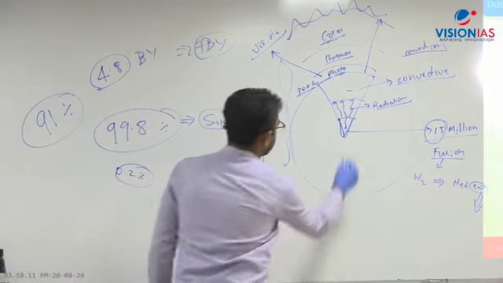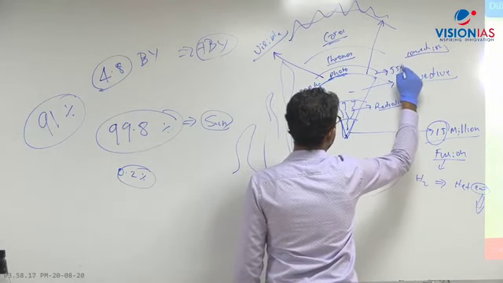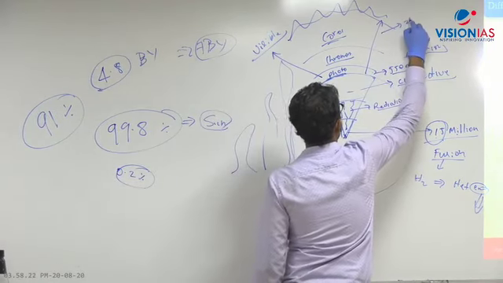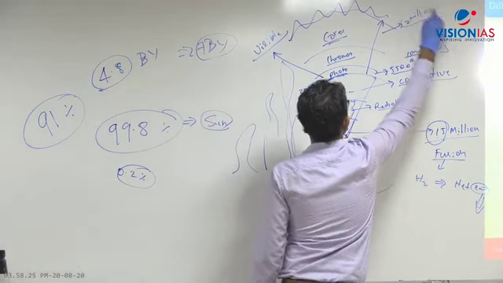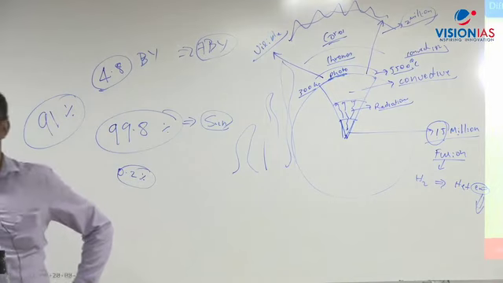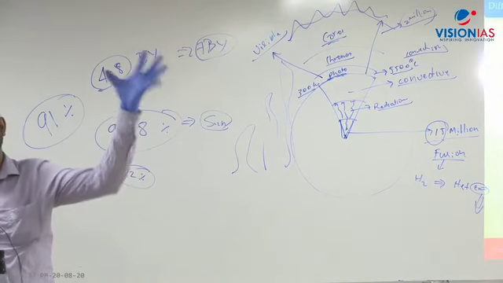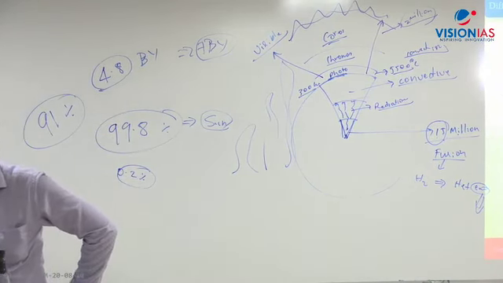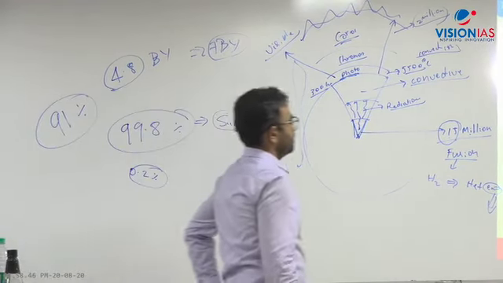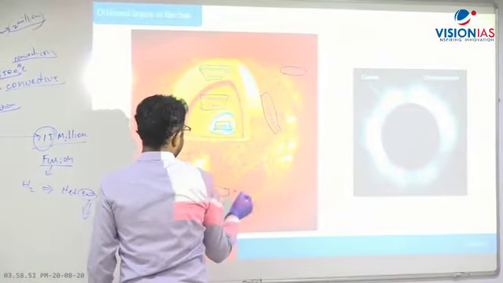I told you the temperature at the core, 15 million degrees Celsius. The temperature at the photosphere is just 5500 degrees Celsius, but at the corona it is nearly 2 million. This is very mysterious. It is not yet known why the temperature in the corona is rising. Nobody knows. We are yet to discover. So basically corona is the hottest layer of the sun's atmosphere. Core, radiative zone, convective zone, photosphere, chromosphere, corona.